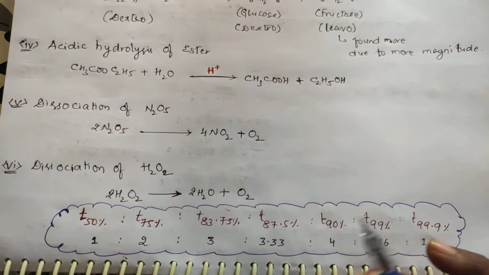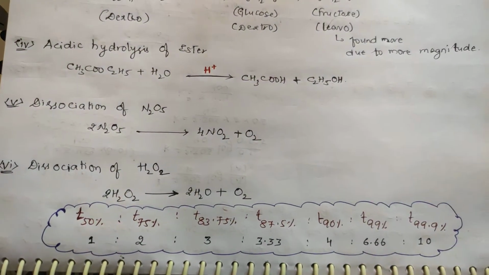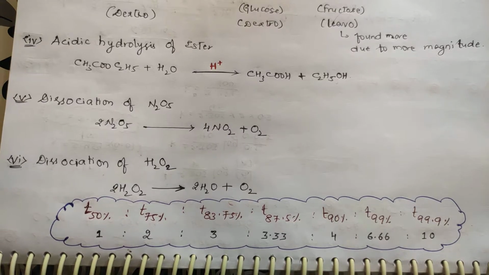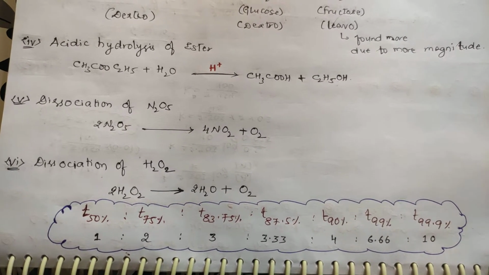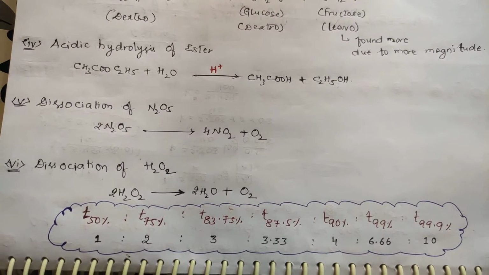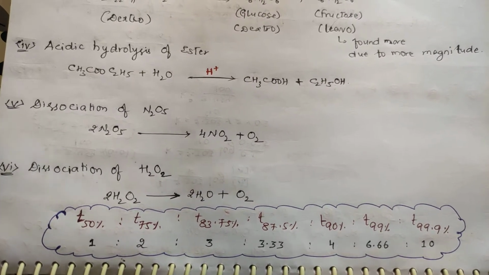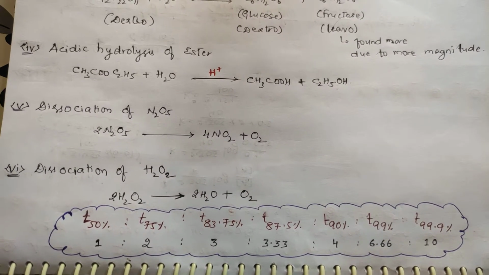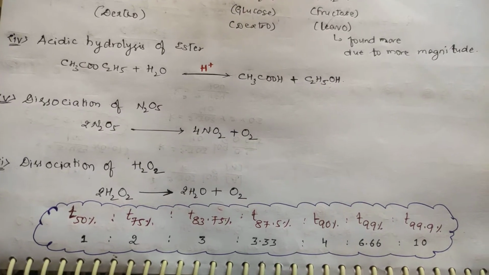Suppose if they ask for 60%, you can't do it this way. You should do it in the previous method, whatever we have done. Okay, 60% completed means 40% will remain. Initial concentration by 40, that is into something like 2.303 by K into log of initial concentration by final concentration. You should do it in that pattern only.